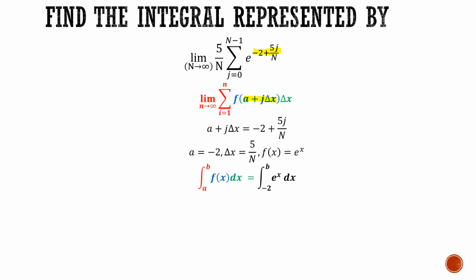Alright, so now plugging that into the integral part of the formula, I get the integral from negative 2 to b of e to the x dx. Now using delta x, I get b minus a over n is b plus 2 over n. And I know that my delta x from earlier was 5 over n, so I can set that equal to 5 over n. Now, solving this out, I get b plus 2 equals 5. I subtract 2 on both sides, and I get b equals 3. So that means my final integral is the integral from negative 2 to 3 of e to the x dx.